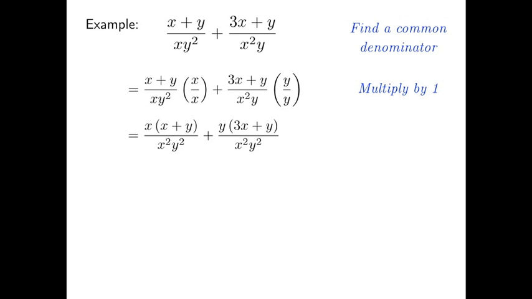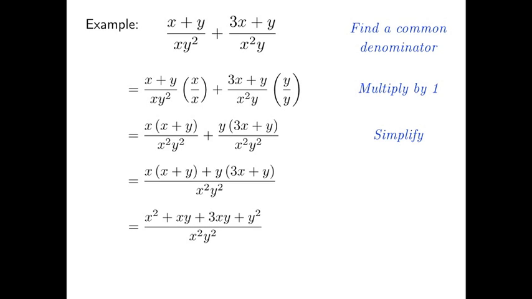Now, if we multiply those together, we get x times the quantity x plus y over x squared y squared, plus y times quantity 3x plus y over x squared y squared. We have our common denominator. Let's write it all under one fraction. And again, we'll expand the numerator and combine like terms. There's the numerator expanded, and after combination, we see this: x squared plus 4xy plus y squared over x squared y squared. Now, we can't factor the numerator, so we'll leave it as is, and this is the simplified form.